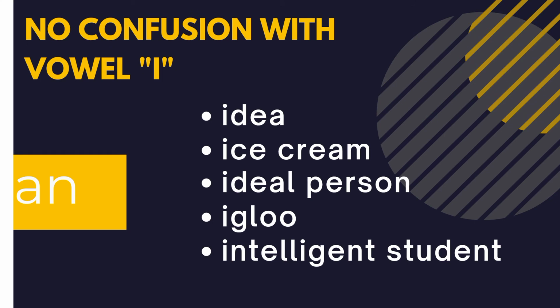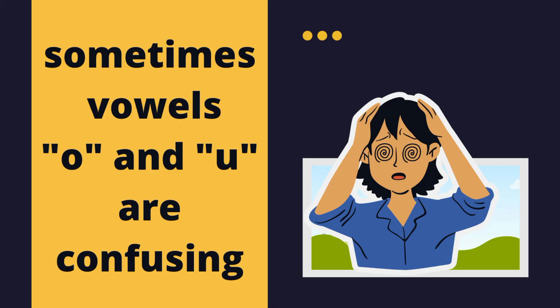And there is no confusion with the words starting with letter I. We can again use an before these words. An idea, an ice cream, an ideal person, an igloo, an intelligent student. But sometimes vowels O and U are confusing.